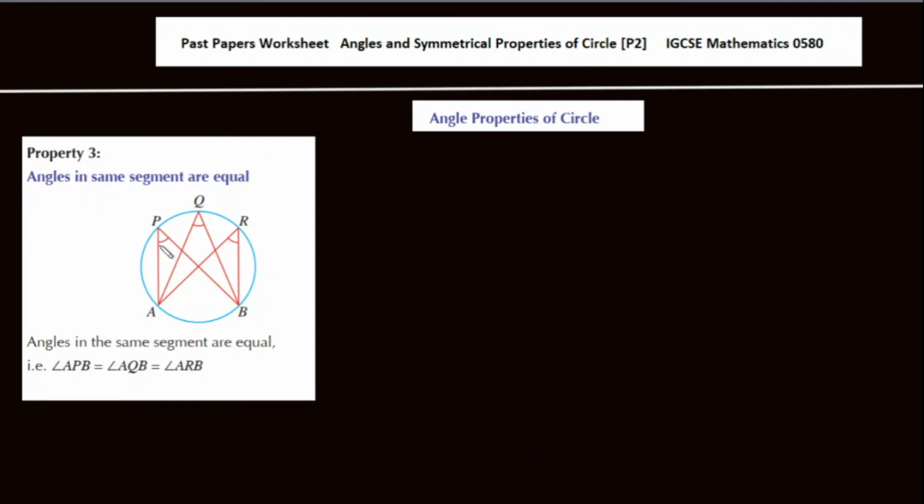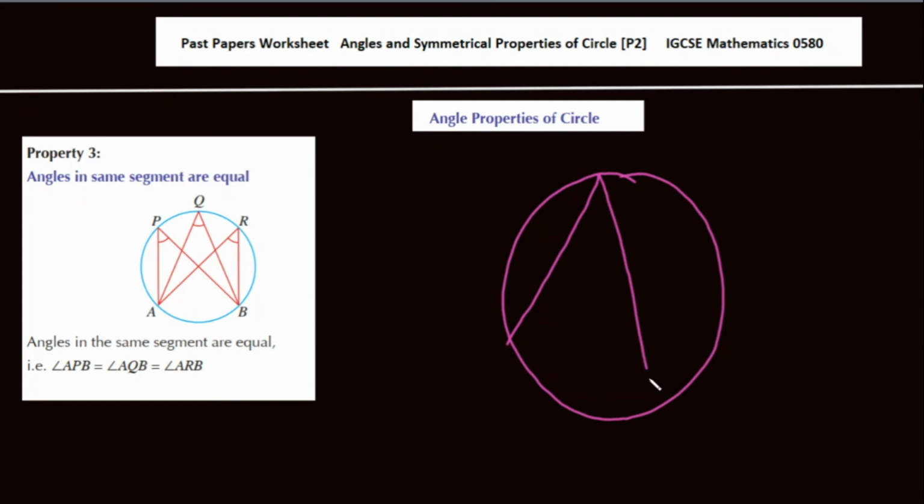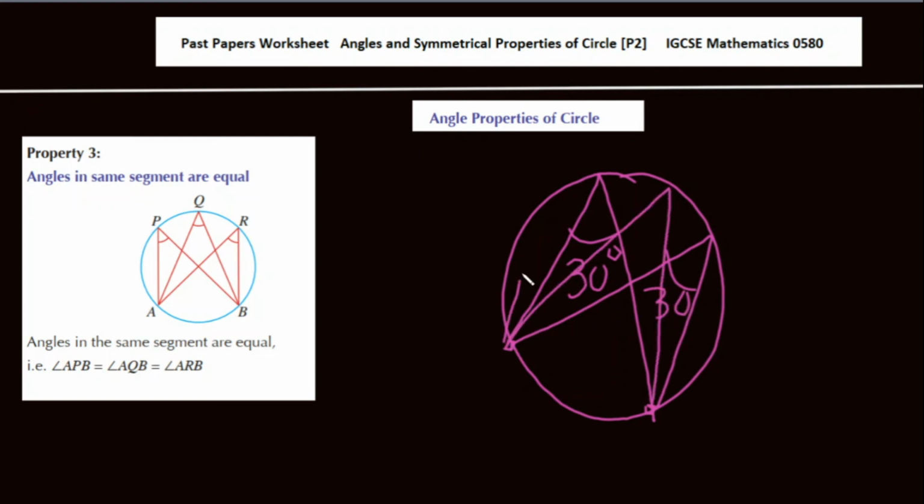The next property is simply angles in the same segment are equal, which means if we have a circle and we have an angle on the circumference of the circle, let's say this is 30 degrees, then any other angle subtended on the circumference from the same starting points would be 30 as well. So this would be 30, this would be 30, this would be 30. All these angles would be equal to 30 degrees.